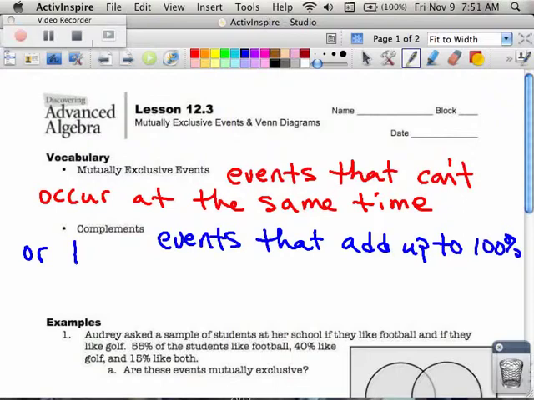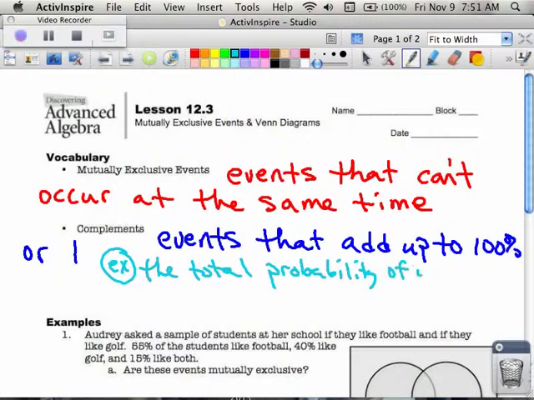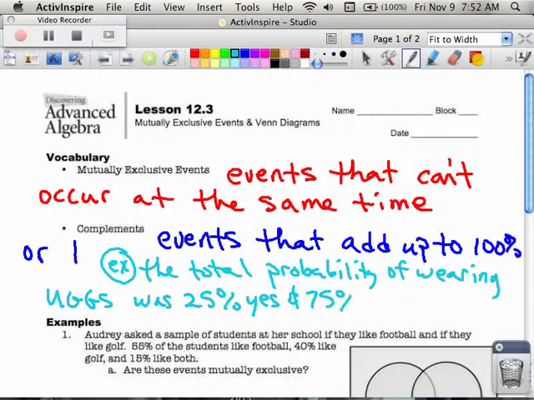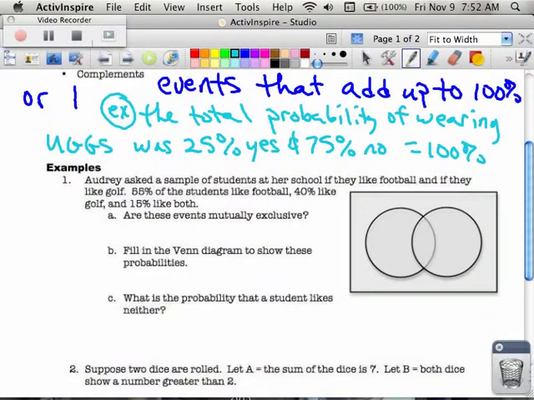So maybe we could write that down as an example. So the example, the total probability of wearing Uggs from yesterday was 25% yes and 75% no, which equaled a total of 100% of the things that could have happened, either yes or no.